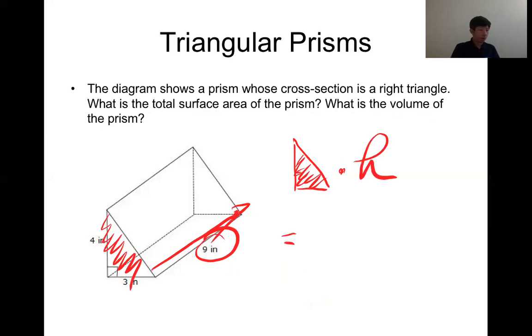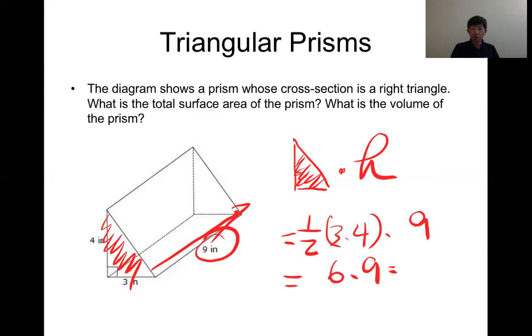So therefore, we can take 1/2, base is 3, and height is 4, and then times the height, 9. We have 3 times 4 is 12. 12 divided by 2 is 6. 6 times 9 is equal to 54. So it's 54 inch cube, right?